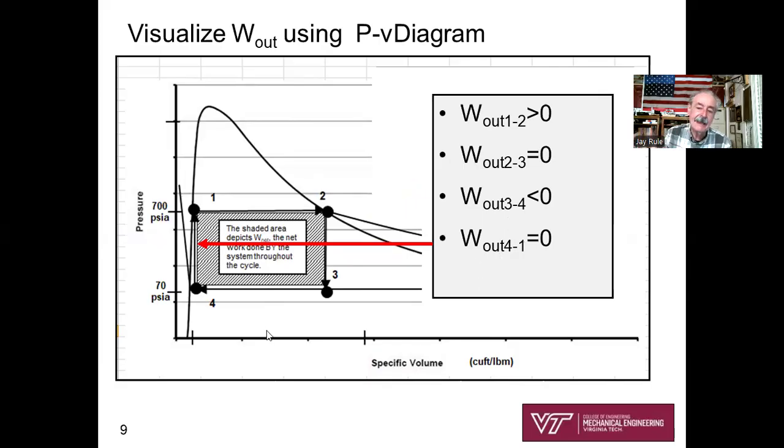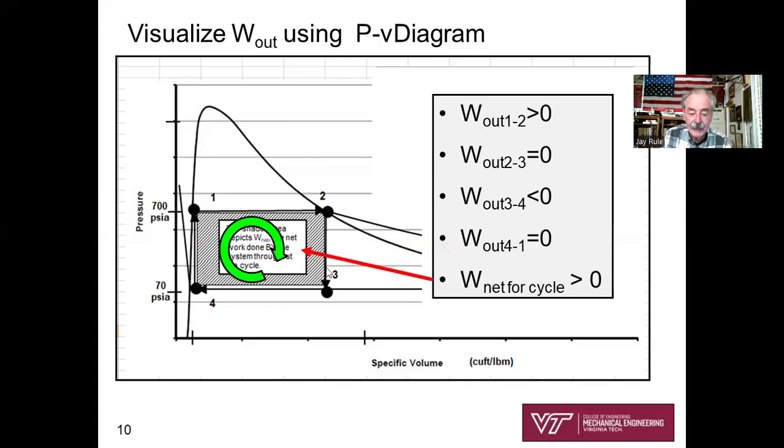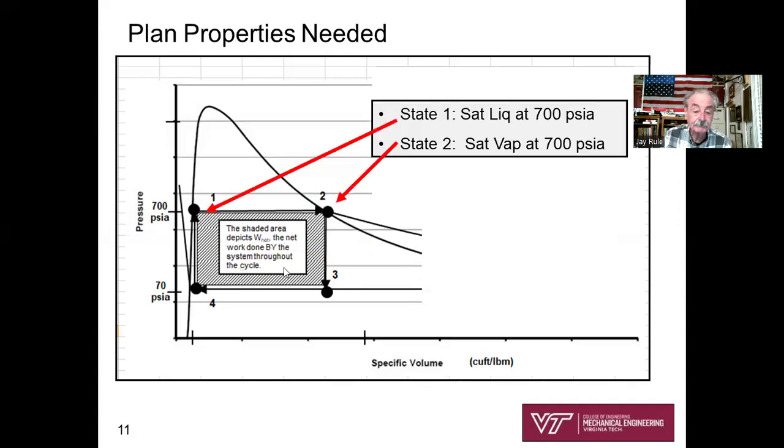And now let's look at the net work for the cycle. This is going to prepare you for future analyses in thermodynamics class. The net work is the shaded area bounded within the cycle itself, and we can observe, since the direction of the cycle is clockwise, you can show and satisfy yourself that for this clockwise direction of the process cycle, the net work is greater than 0. You're going to get a positive number for the net work.